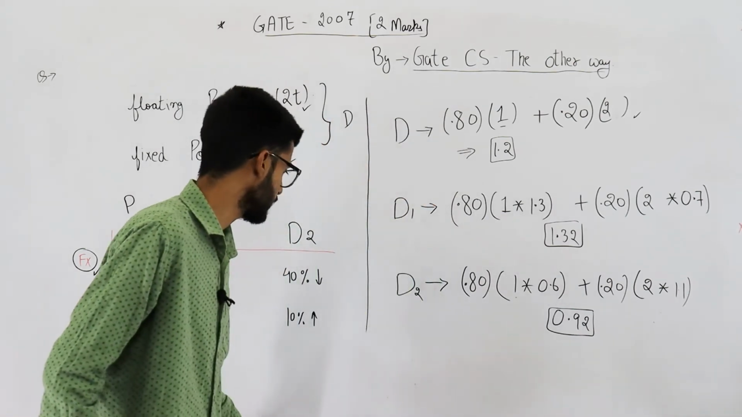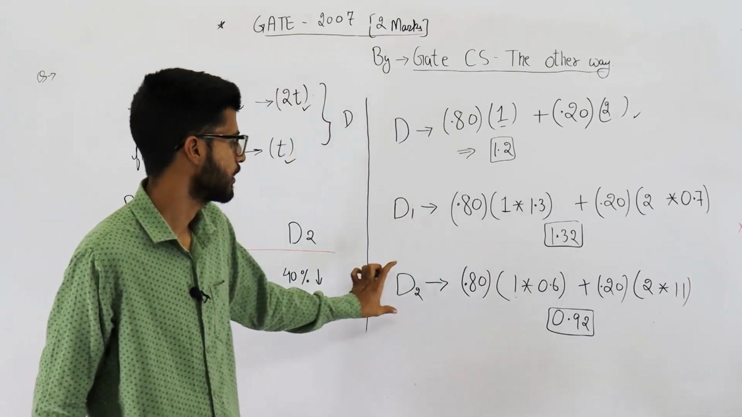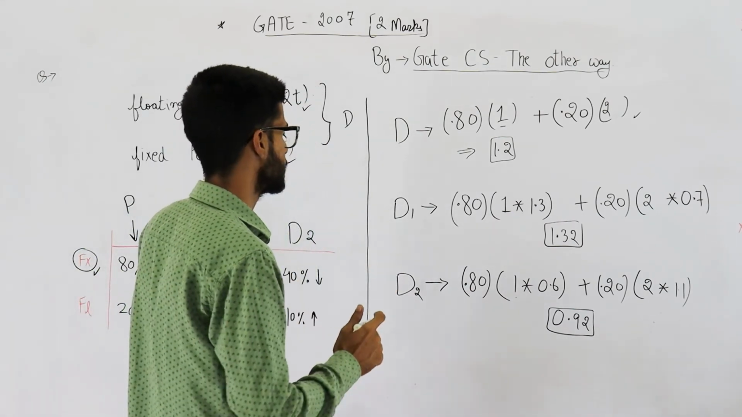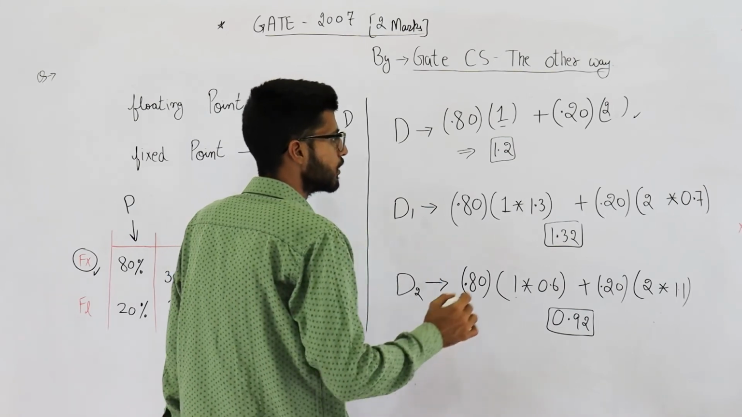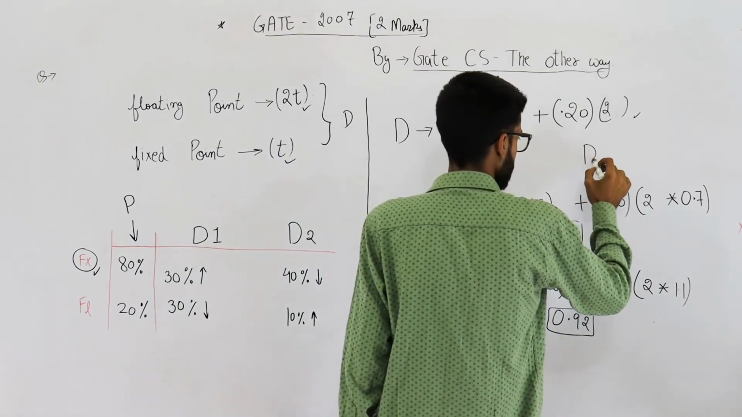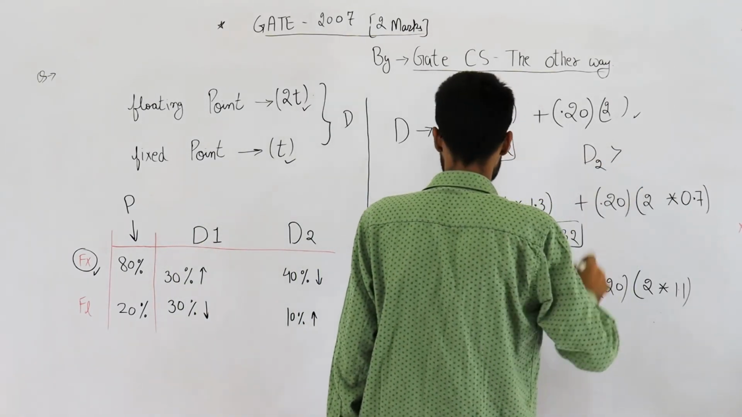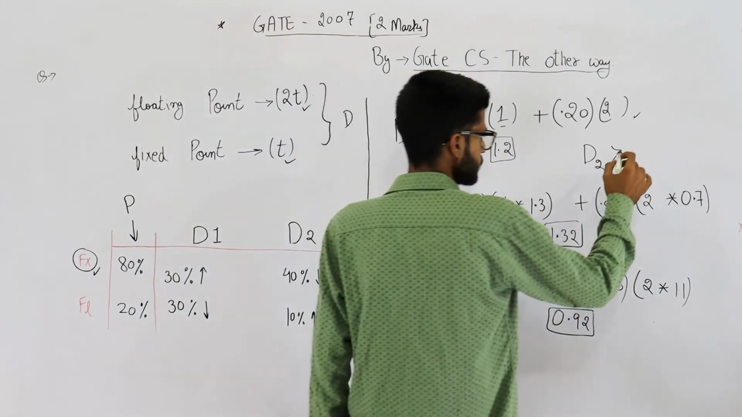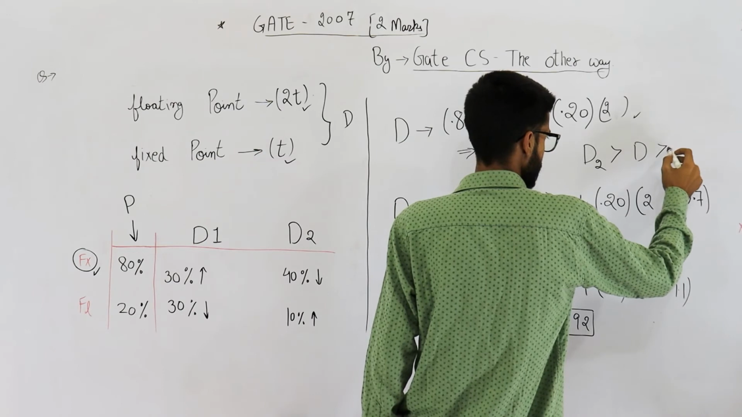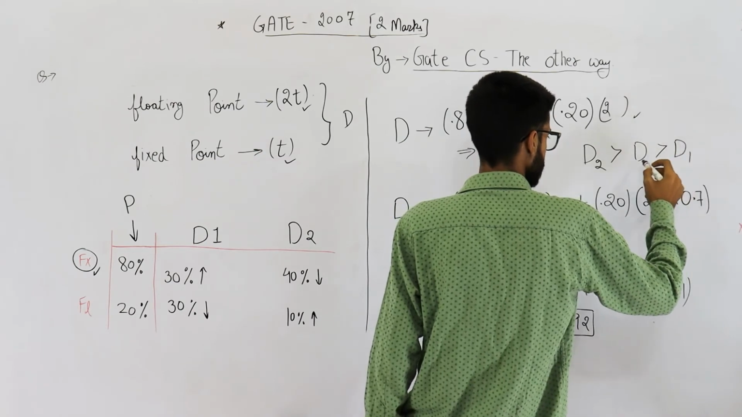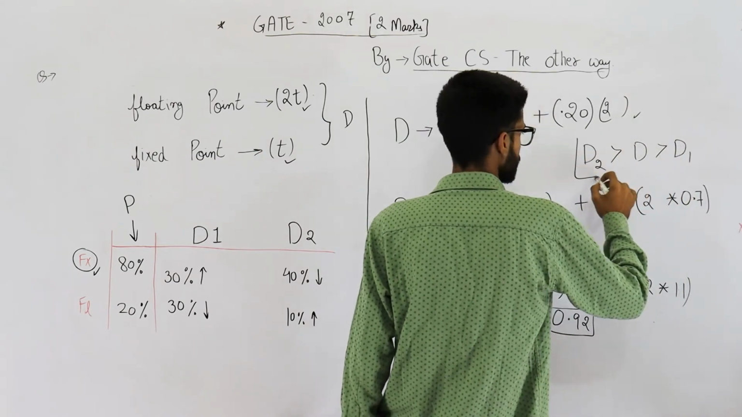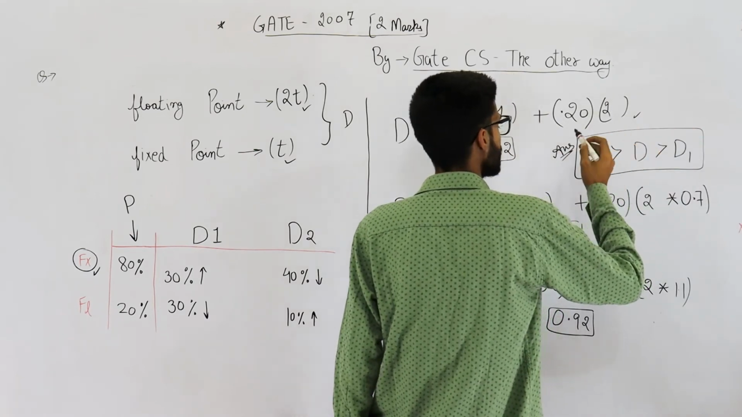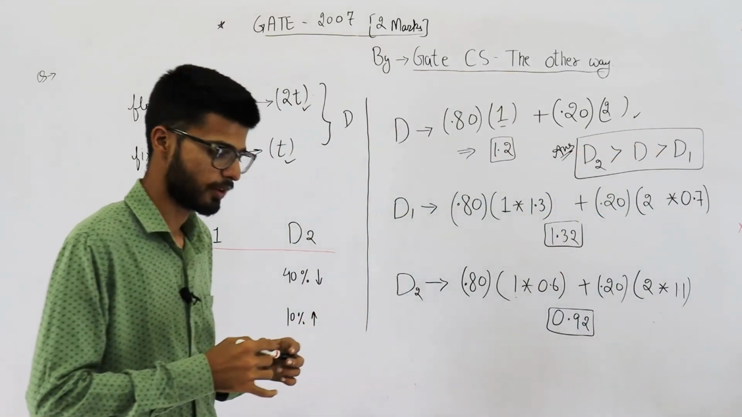Now from here you can see that this design D2 takes the least amount of time. That means this one is the fastest one. So your answer will be D2 is fastest. Then we have this design D. Then the remaining one, D1, is the slowest one. Okay. So this is your answer. You can check which option it is.